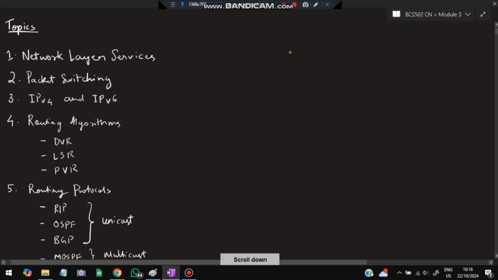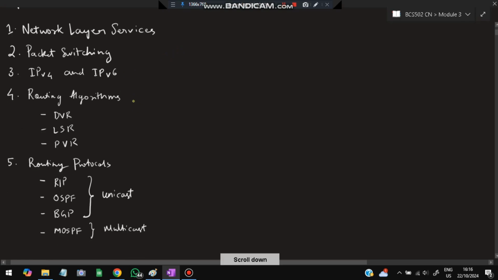We have 5 topics. First is the network layer services, a small topic. Then packet switching, of which there are 2 types. Then we will discuss what IPv4 and IPv6 are, very important concepts. Then we'll discuss 3 routing algorithms and 4 routing protocols. So let's get started with the first one, network layer services.